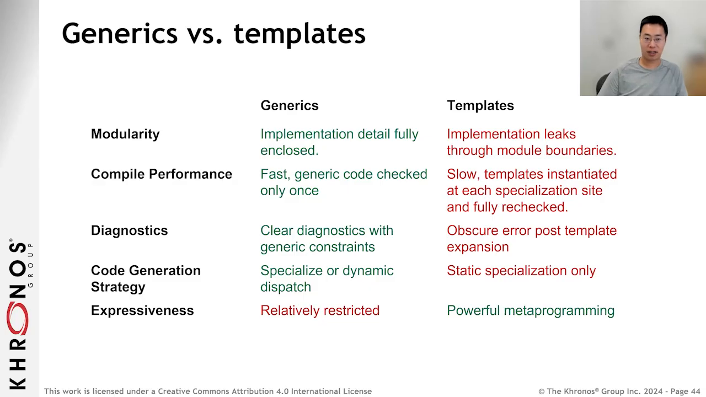So we think that generics with a powerful type system is often sufficient, especially for the benefits it offers. So in one sentence, generics works well with modules, but templates don't do as well.